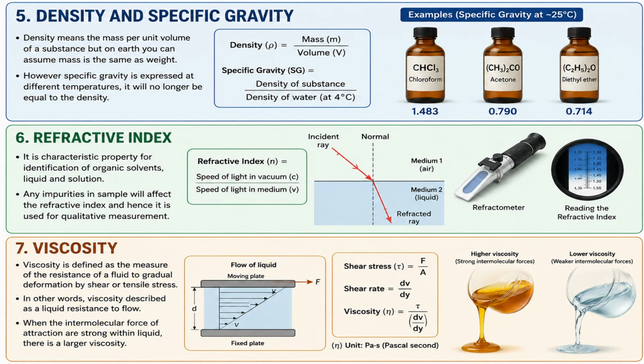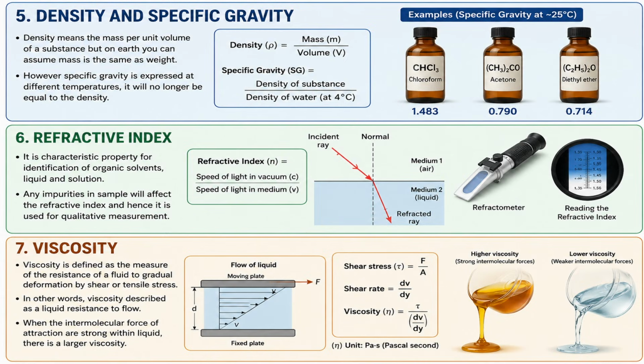For example, chloroform. Next one is refractive index. It is the characteristic property for the identification of organic solvents, liquids and solutions. Any impurities in the sample will affect the refractive index and hence it is used for qualitative measurement. Seventh one is viscosity. Viscosity is defined as a measure of resistance of a fluid to deformation by stress. In other words, viscosity is described as a liquid's resistance to flow.